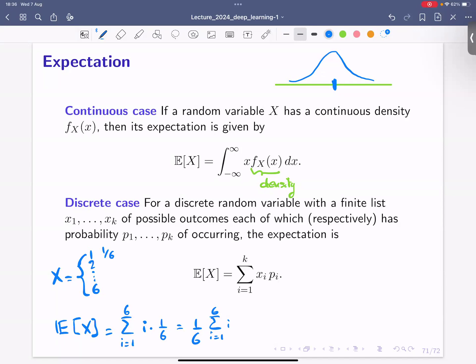And I will tell you, an expectation is what am I supposed to get if I were to essentially repeat this experiment, I throw the die, what value do I get on average, essentially, right? So if you throw it like 10,000 times, you calculate the expectation and you will see what value you're supposed to get.